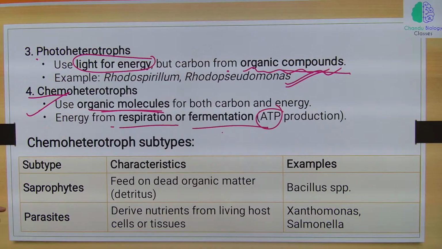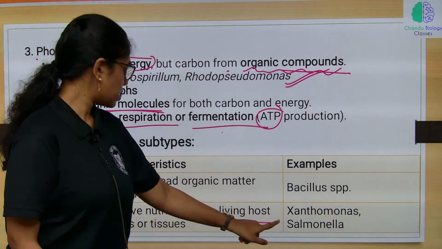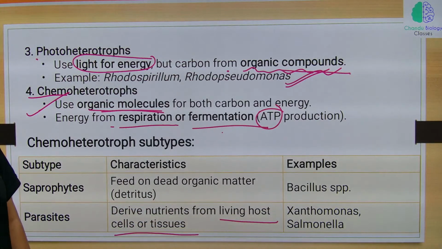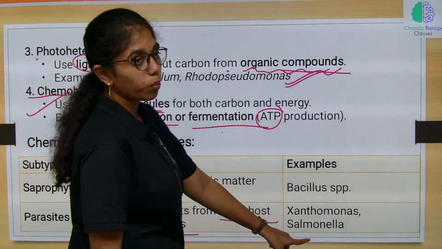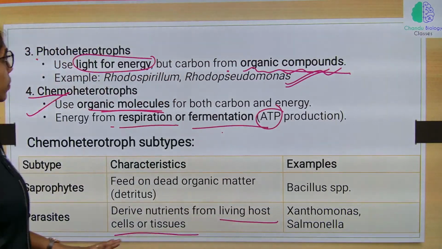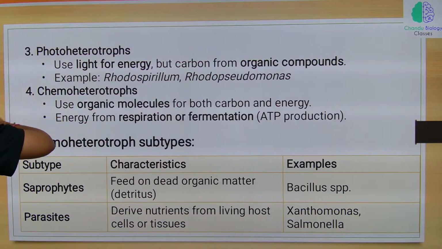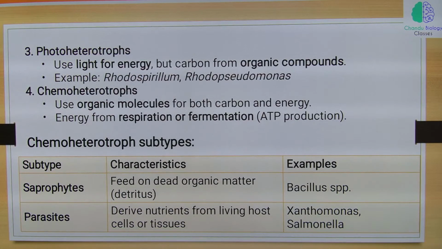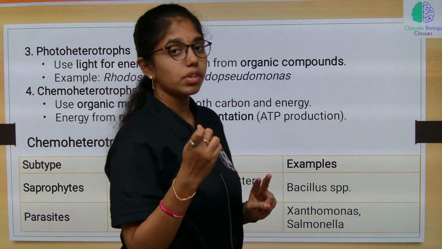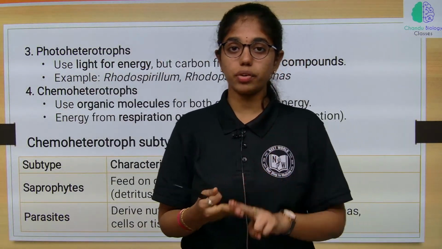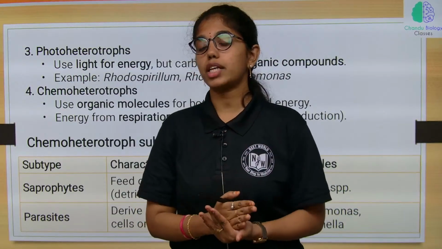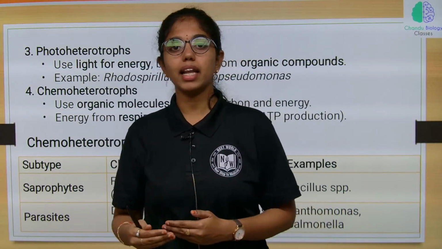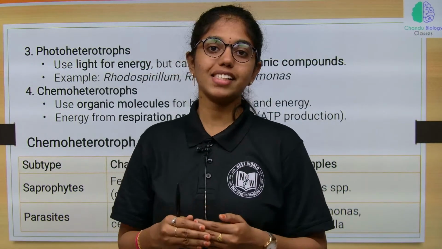Parasites, they derive nutrients from host living cells and tissues. Examples include Xanthomonas and Salmonella. Next. Yes. So with this the nutrition part is done. Reproduction we will be looking at in the next class. Reproduction, sexual recombination, which includes conjugation, transformation, transduction. We will deal with experiments in detail in the next class. So that's all for today's session, and thank you.